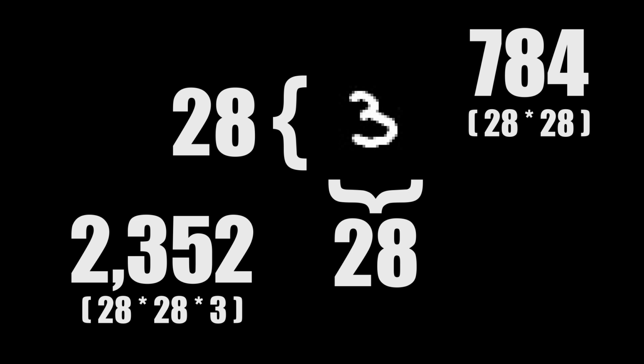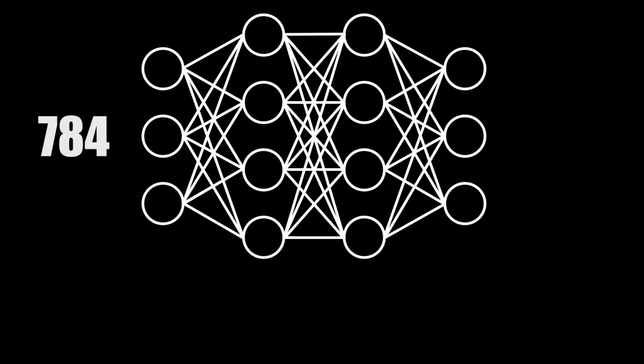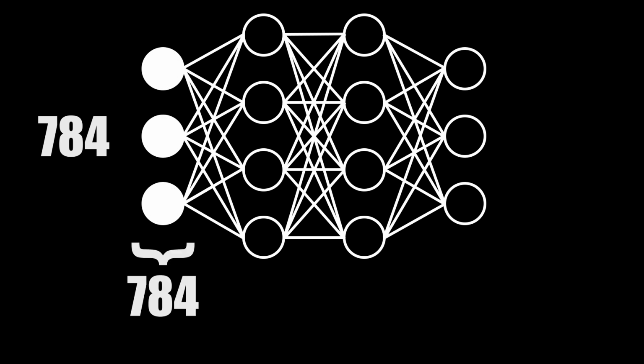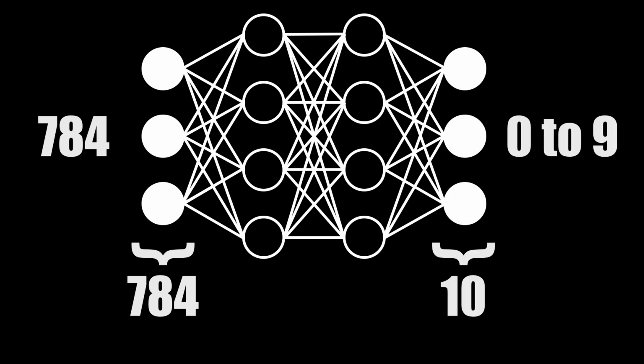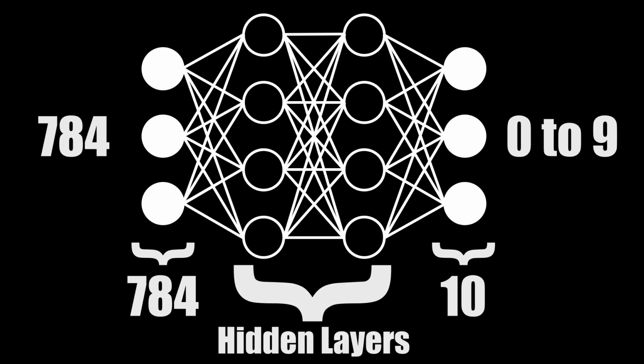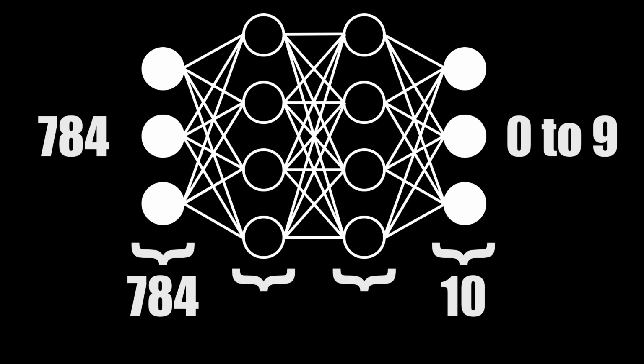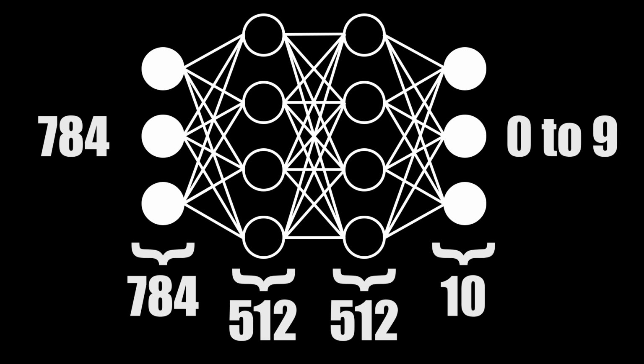The next important step is to think about the structure of our neural network. We have 784 input numbers, so our neural network will need 784 input neurons. At the output, we need to recognize digits from 0 to 9, which gives us 10 output neurons. Between the input and output layers, we need hidden layers. This determines how complex the task our neural network can solve. You can think of them as the IQ of the neural network. For this task, 2 hidden layers with 512 neurons each should be more than enough. But these numbers aren't fixed. You can experiment with them to improve accuracy.